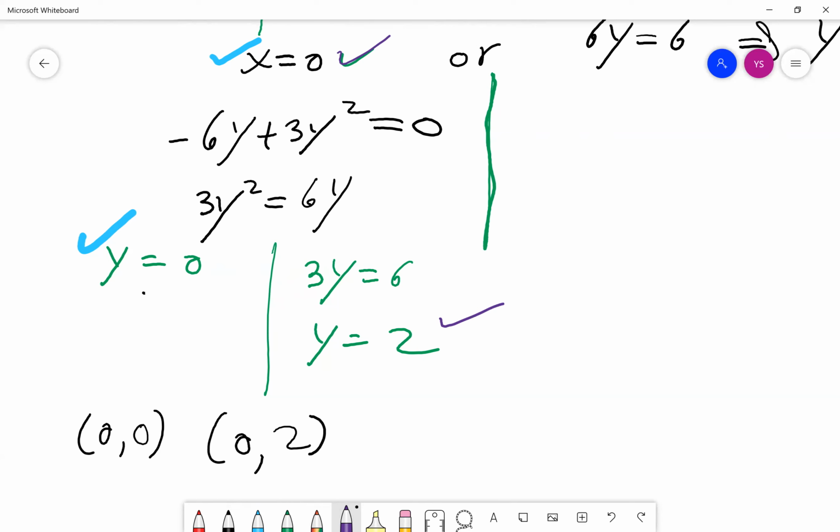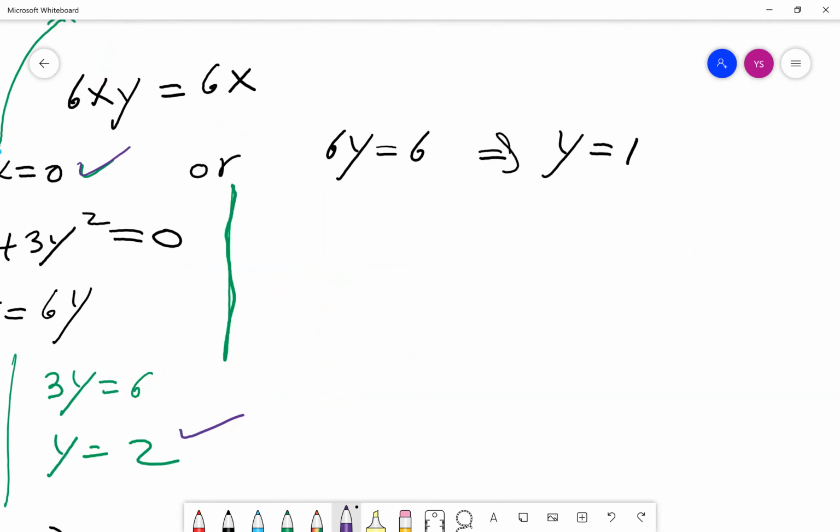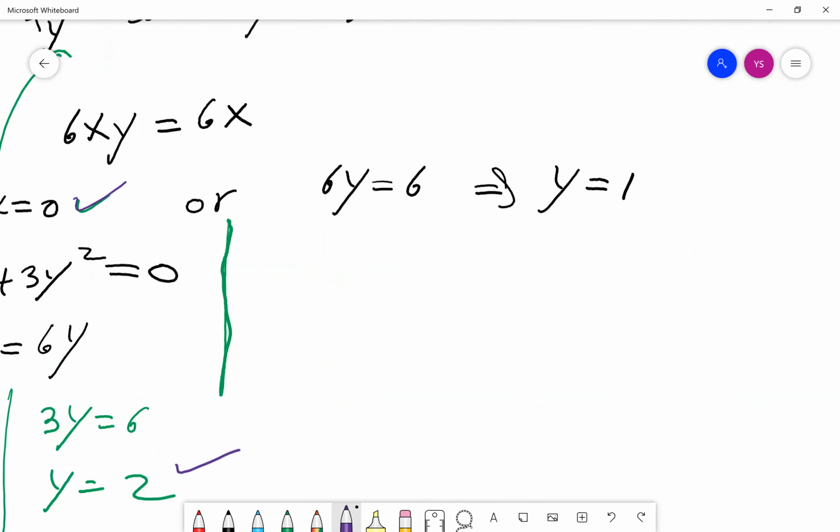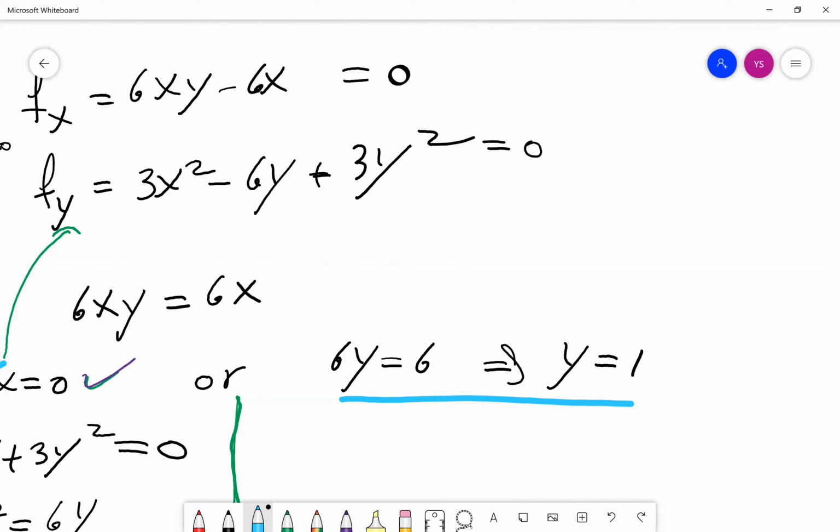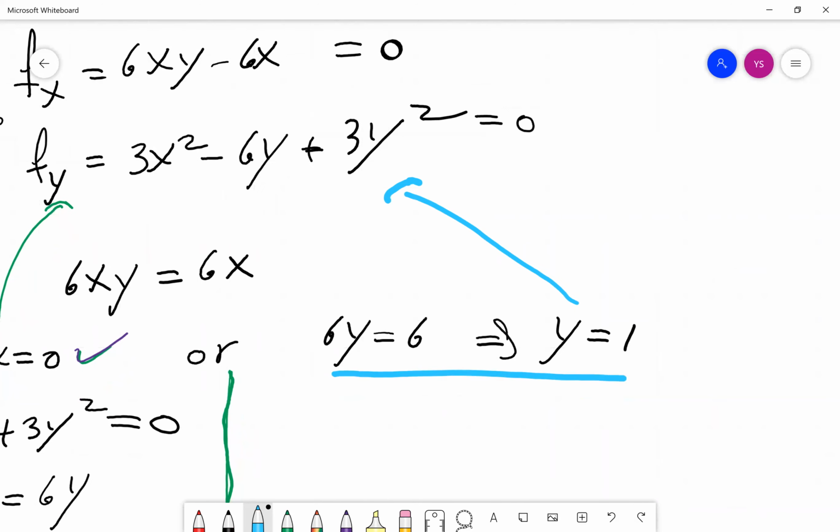Let me just make sure. Good. So the other critical points are in the second case over here. So let's see what happens here. If y is equal to 1, we can plug that into our... I don't know, maybe we can't plug it into that, I don't know. But we can definitely plug it into the second equation. So let's plug that into the second equation.